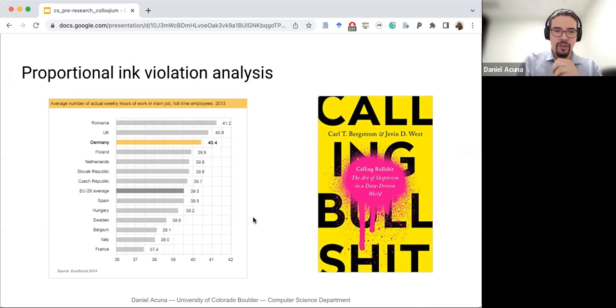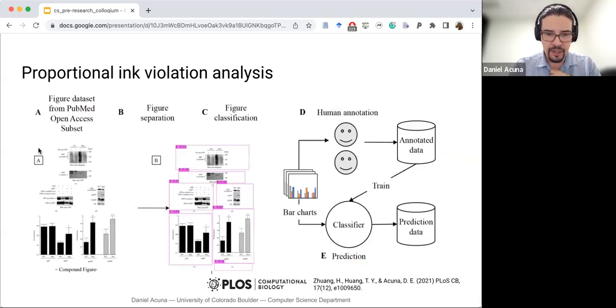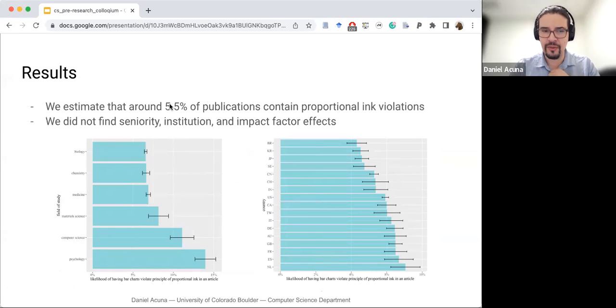We have done other work in computer vision with images as well. We are able to detect potential violations of certain graphical principles. I'm going to skip through this, but basically we have images, and we apply several steps of deep learning techniques to extract panels, to classify different kinds of panels, and then do OCR on the images to try to understand whether they follow some principles. And we found around 5% of the publications have some serious issues.